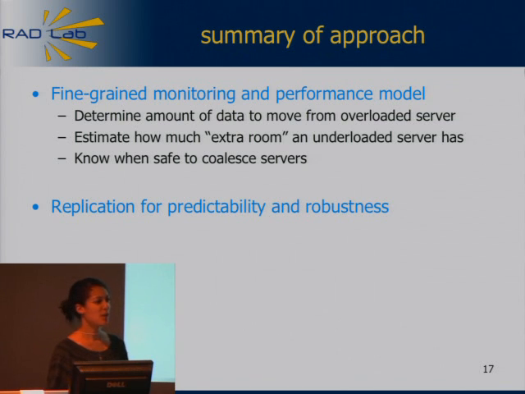In addition, we actually know when it's safe to coalesce servers, because remember, we're interested in scaling down. If you're only looking at latency and two servers have latency that's OK, you don't really know whether it's safe to move all the data from one to the other, and the workload monitoring and performance model helps you make that decision. We also use replication for predictability. If you're running in the cloud and there is a lot of variability, one technique for smoothing that variability is to use replication.